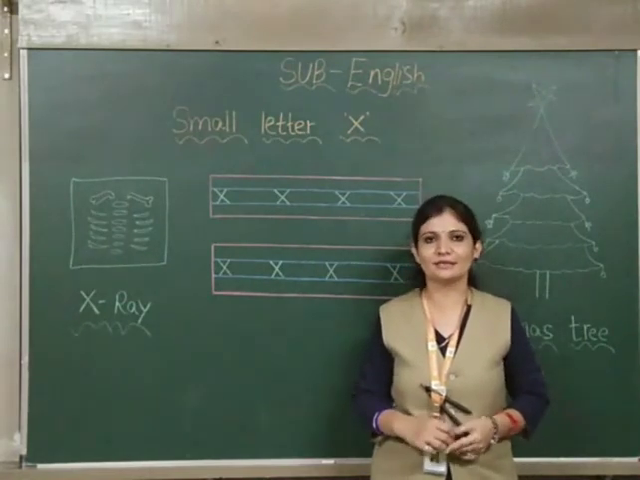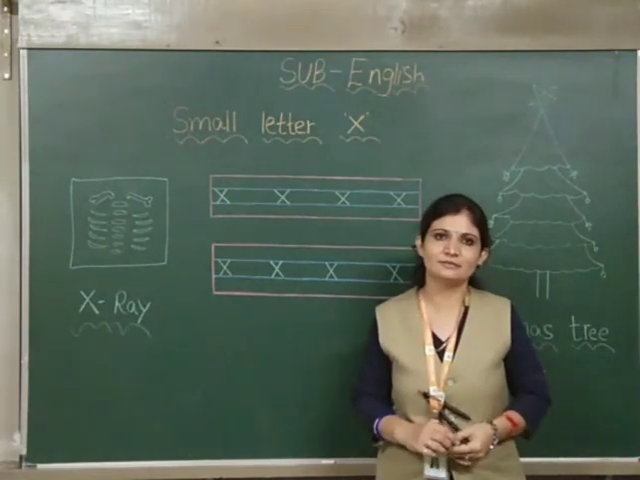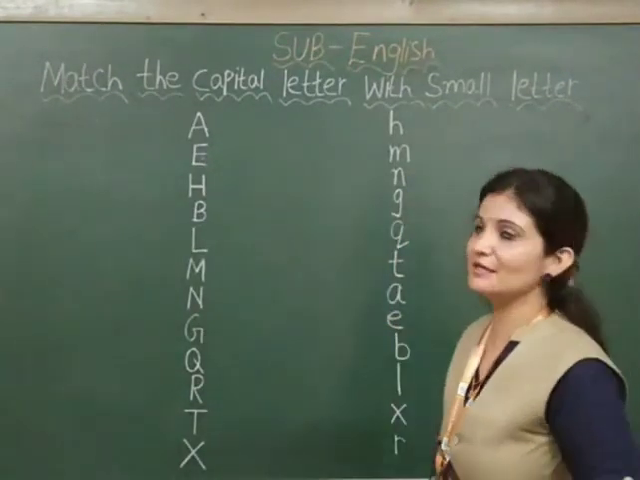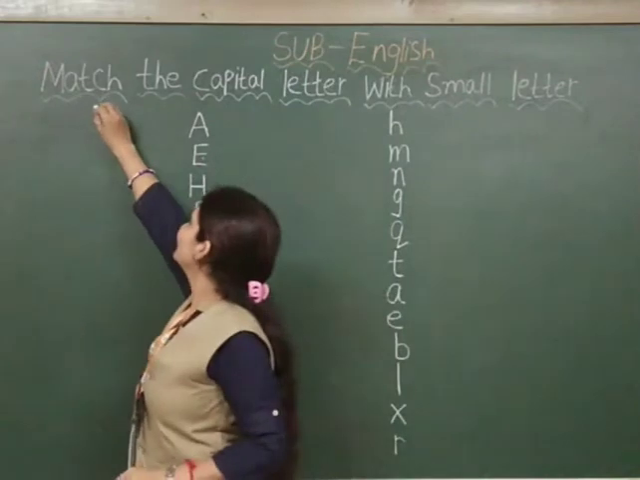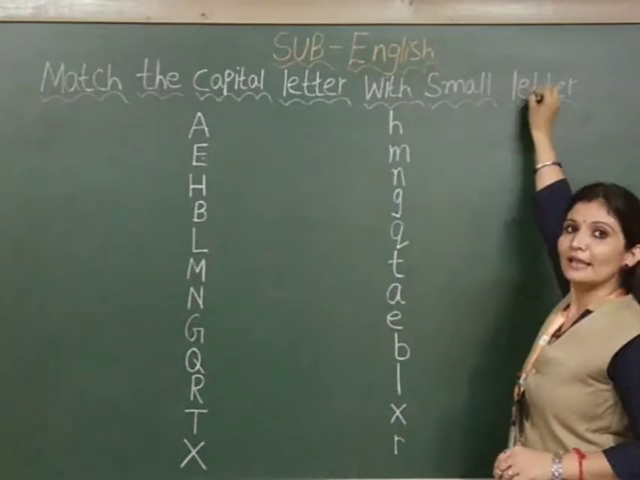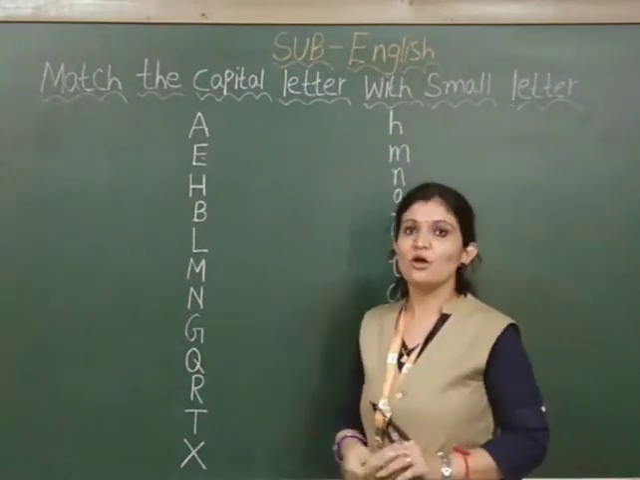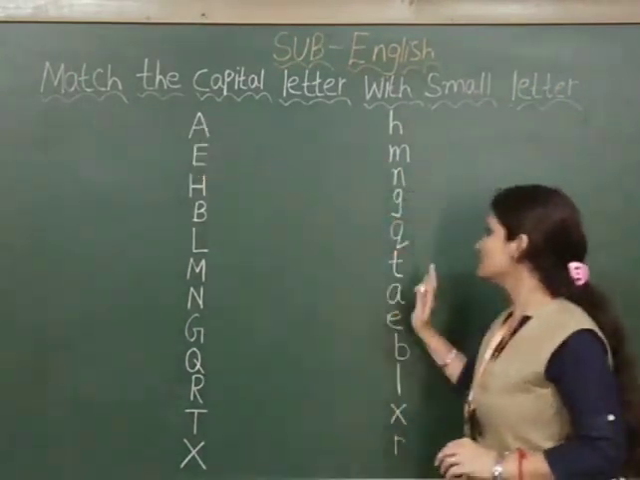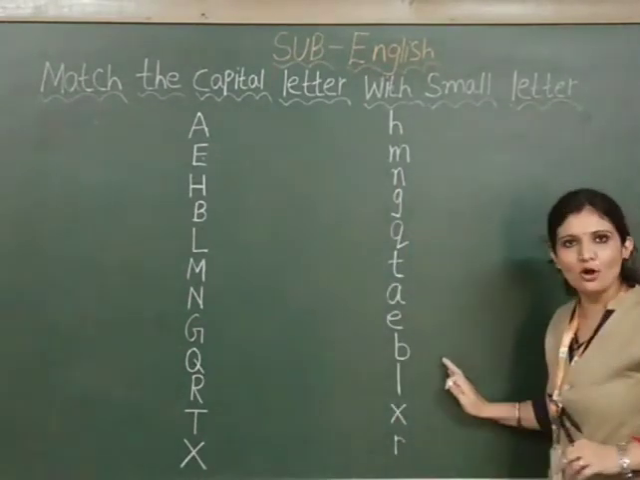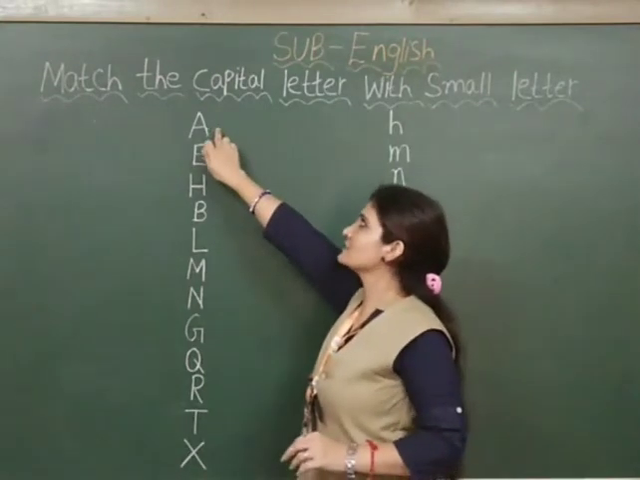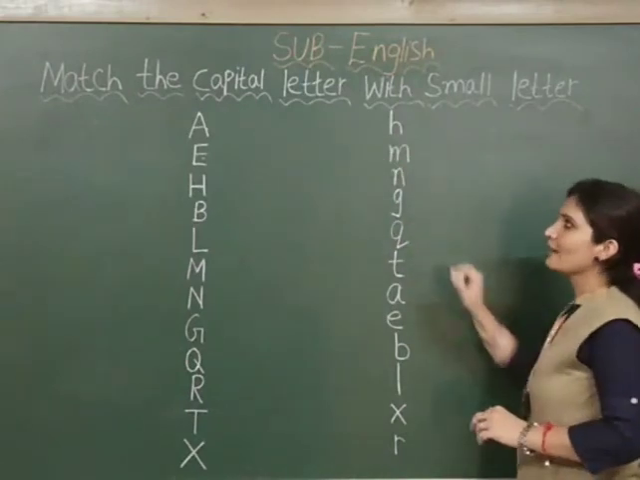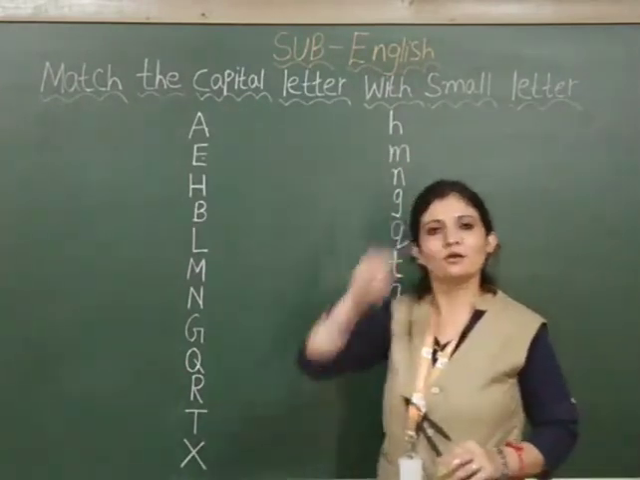Now we will do one activity related to alphabets. Now we will do one activity, and that is match the capital letter with the small letter. In this activity what do we have to do? We have to match the capital letter with the small letter. These all are capital letters and these all are small letters. We have to see here, this is a capital A. Now we have to find here small a, and then we have to make matching by drawing a line.